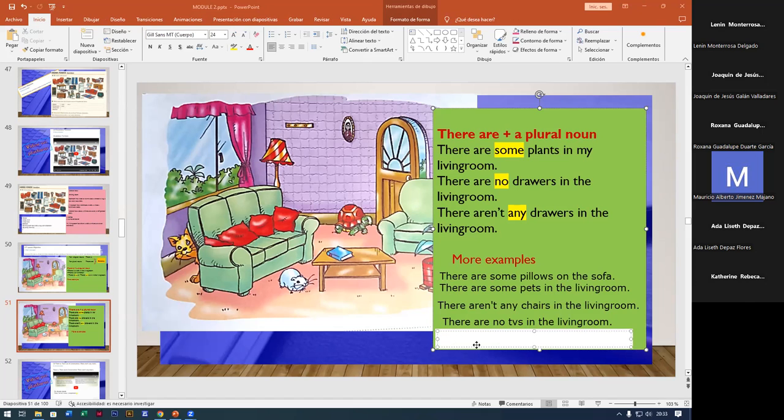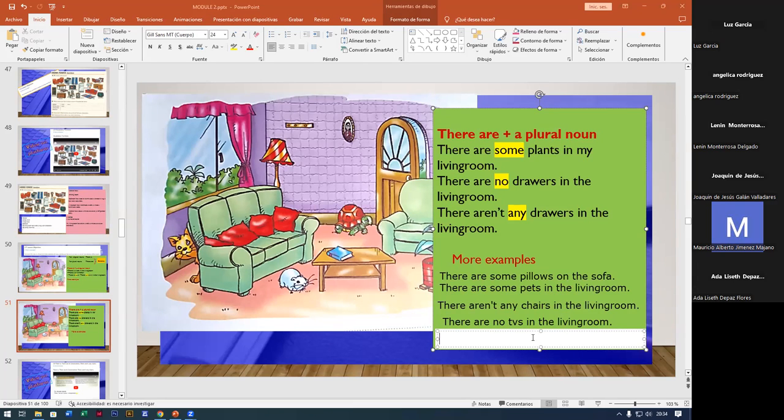I'm here. Hello. Give us one in negative, please. There are no... a mirror in the living room. Plural. There are no mirrors. In the living room. Very good job. Nice. Great. There are no mirrors in the living room. Great. Okay. Now we're going to read them.